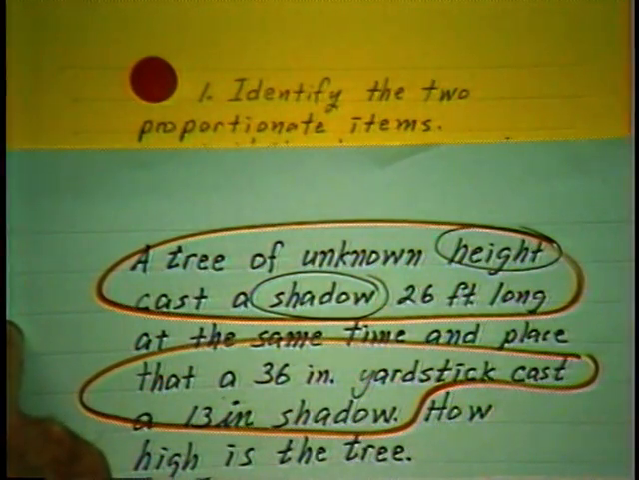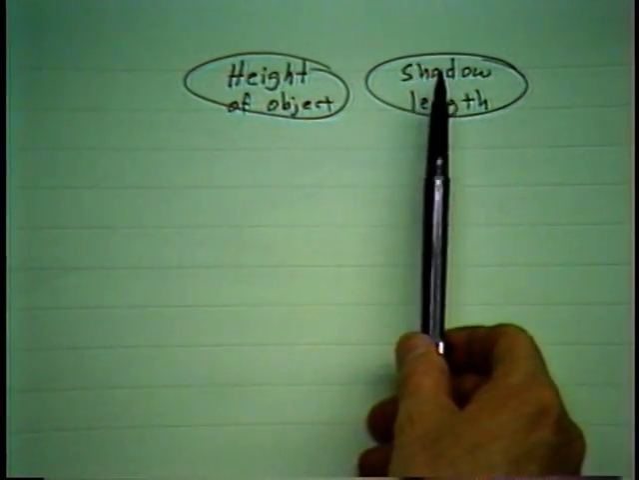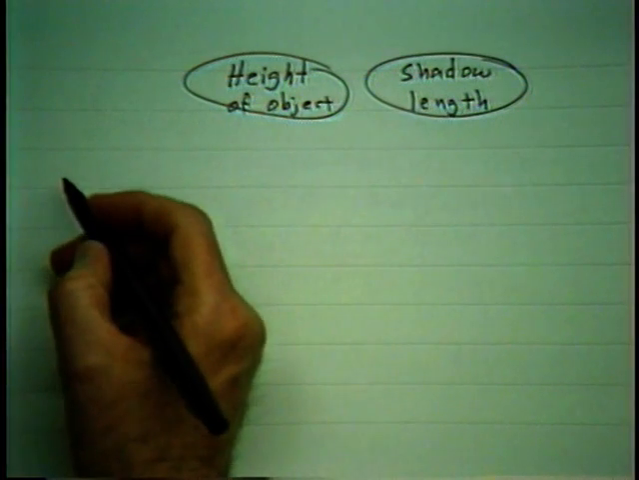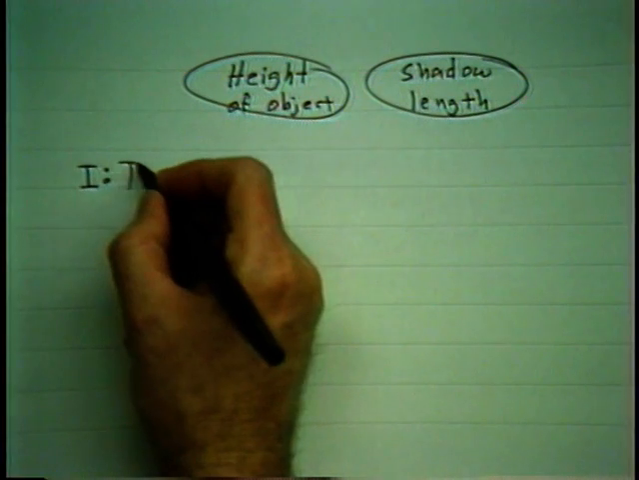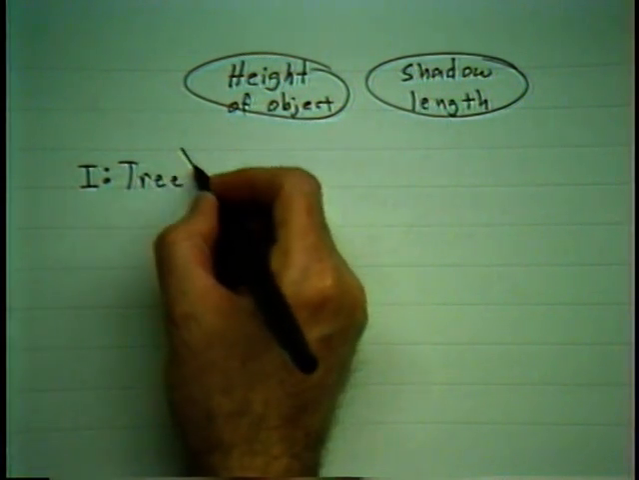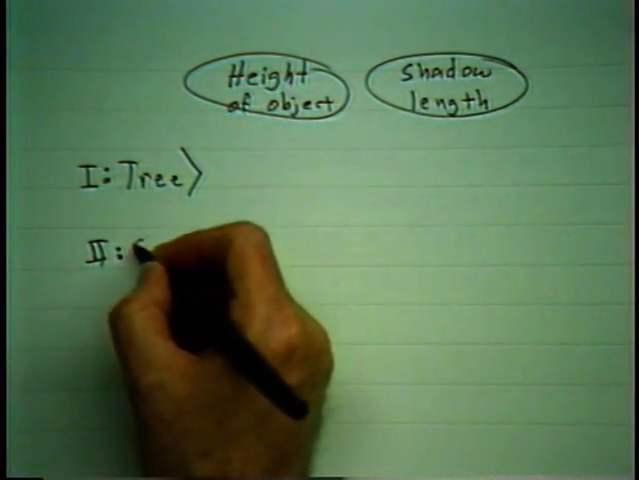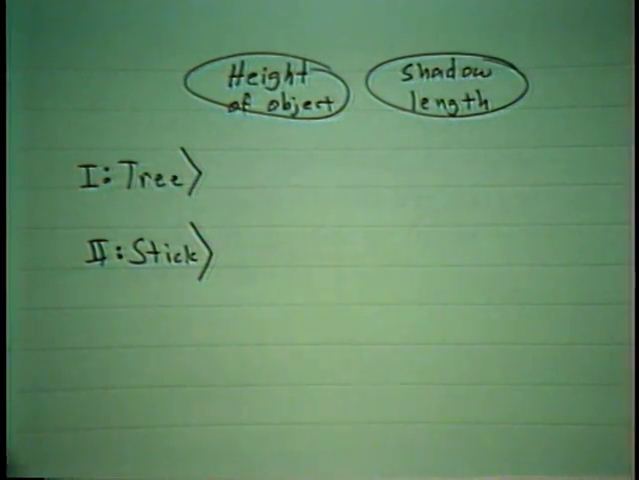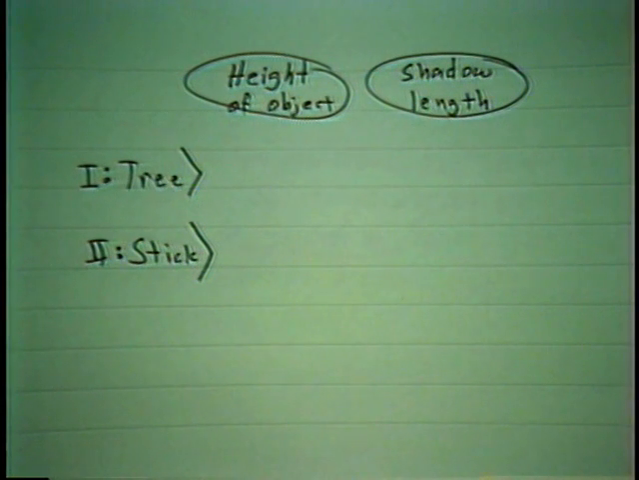So let's identify those on scratch paper. Here we have the height of the object and the shadow of the object. And the order of these, again, was unimportant. We're going to have 2 situations. The first situation, recall, was the tree. The second situation, recall, was the stick, which was at the ground at the same time in the same place. If it was a different time, of course, the shadows would get longer or shorter, depending upon the time of the day.